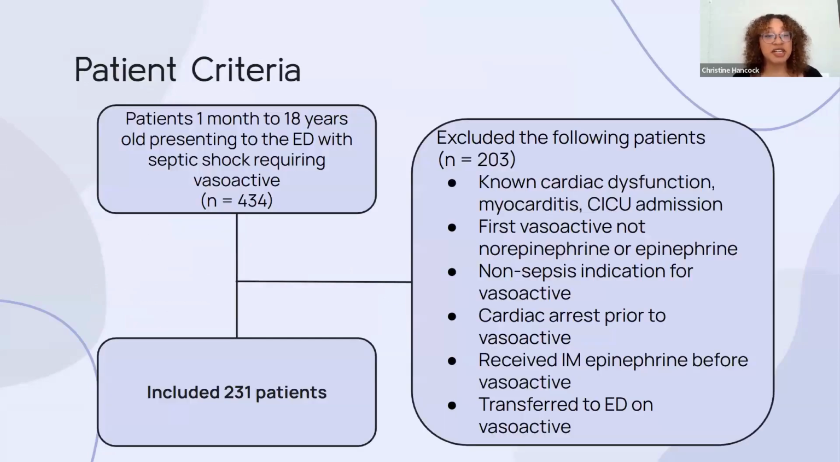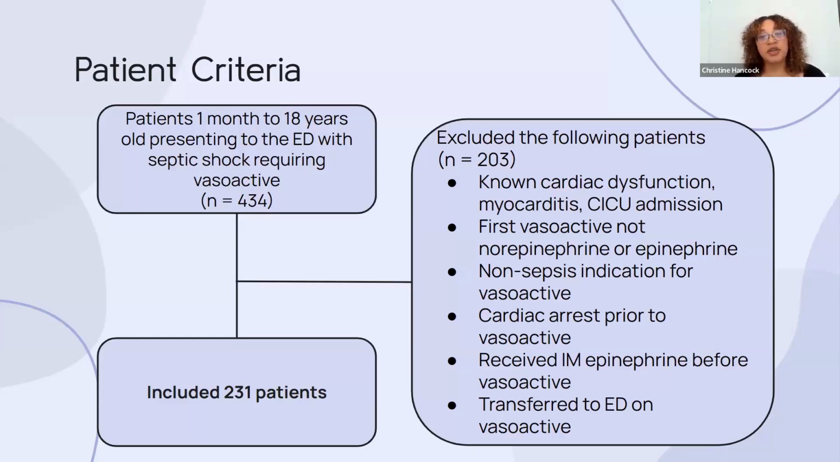In terms of patient criteria, we're focusing on pediatric patients. So they looked at patients who are 1 month to 18 years old who presented to the ED with septic shock that did require a vasoactive medication. In terms of their exclusion criteria, they excluded patients who had known cardiac dysfunction or those who were admitted to the cardiac ICU. And they mentioned that they excluded this because they thought that it may induce provider bias in terms of selecting a vasoactive option.